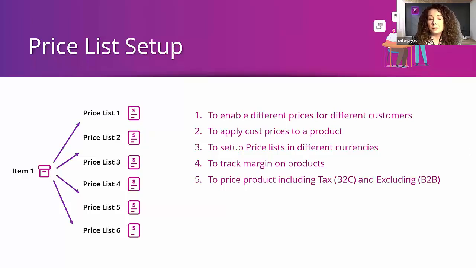The price product can include tax, so B2C, or exclude it, B2B. There is a tick box on your price list setup to include the gross price or to exclude it, which is generally the normal setup. So that's where tax is added then, at the time of inputting the transaction.